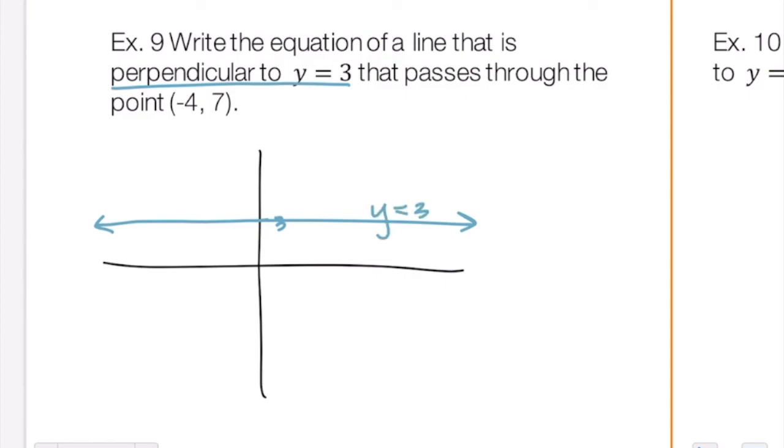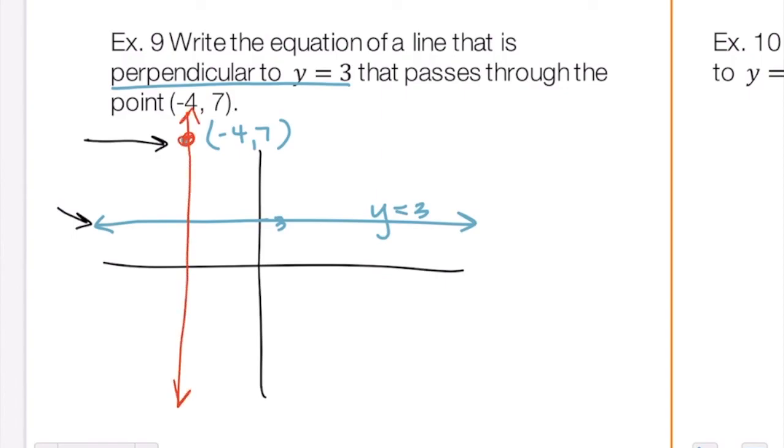Now we want it to pass through the point negative 4, 7. So I'm just going to sketch this. Let's say negative 4, 7 is right here. So we want a line that is perpendicular to this one that goes through that point. So think about what that would look like. It's going to be a vertical line that passes through that point given.